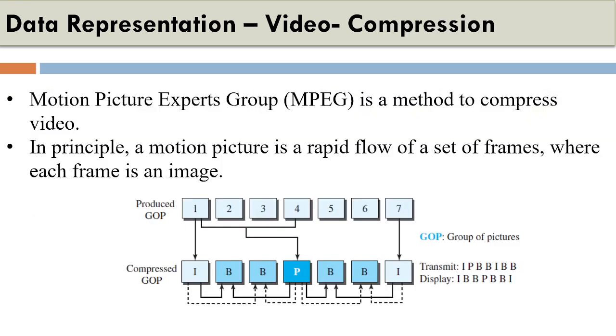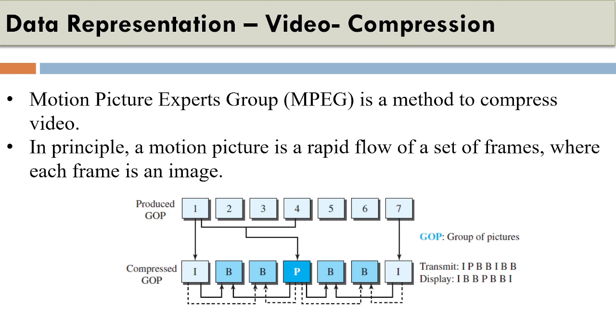Again, the problem associated with data communication is that we need to send these motion pictures, which are of huge size, through our communication channel, which may not be able to handle the bitrate at which it should be sent in order to visualize the video properly. So again there is a need for compression. We usually go for MPEG, the Motion Pictures Expert Group, which is a method to compress video.